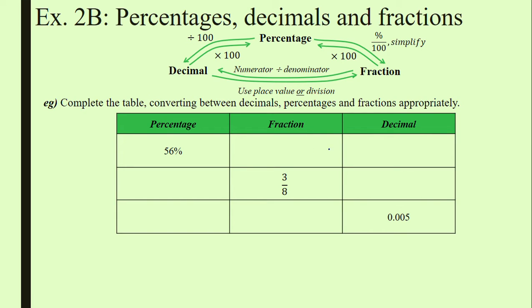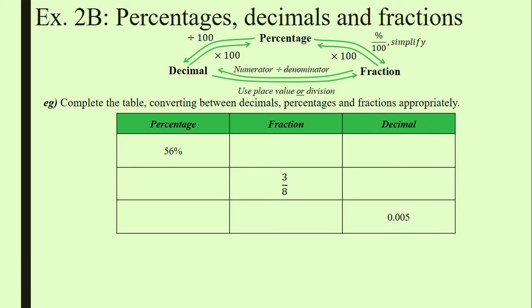In row 1, we want everything to be equivalent to 56%. Row 2, everything needs to be equivalent to 3/8, and in row 3, everything should be equivalent to 0.05. Okay, so we'll jump straight in. I'm going to work from left to right and from top to bottom in the table. I've left a little bit of room around it just for me to do some working as well, of course. So we'll start with 56% converting to a fraction.